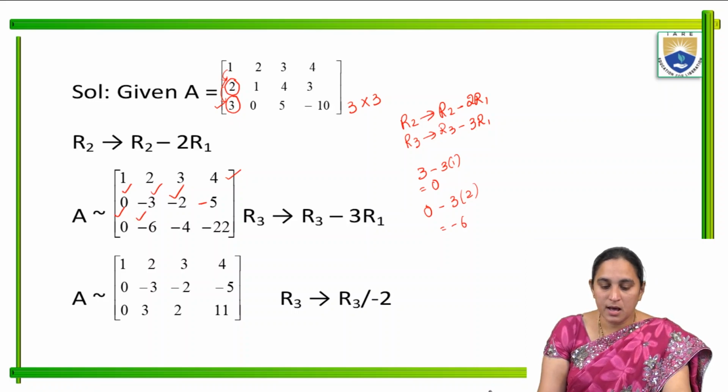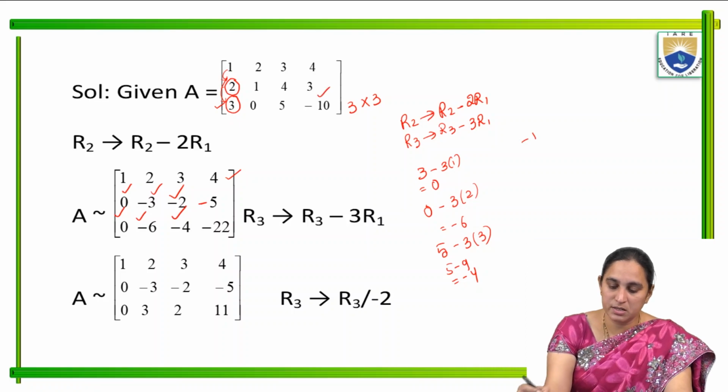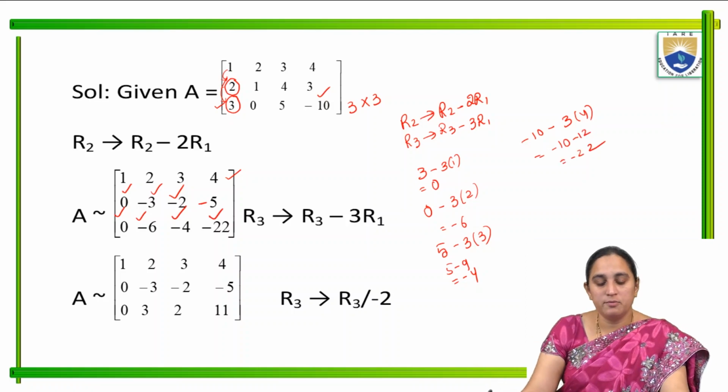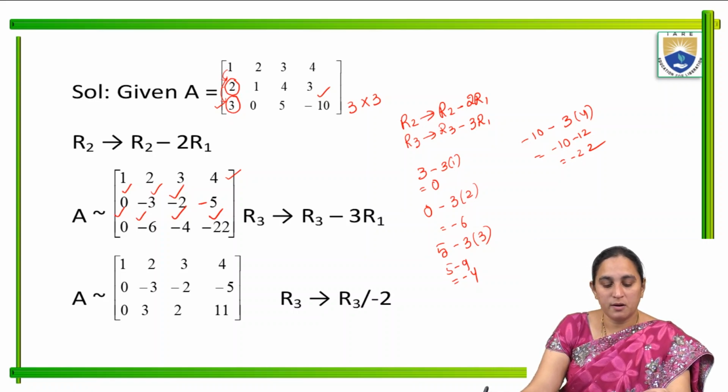And similarly, R3 third element 5 minus 3 into R1 third element 9. 5 minus 9, that is minus 4. And similarly, last element, that is minus 10 minus 3 into 4. Minus 10 minus 12, that is minus 22. Okay. Therefore, with respect to R1, I'll make R3 first element as 0 and the remaining are minus 6, minus 4 and minus 2. After using the row operations now, R2 first element is 0 and R3 first element is 0.